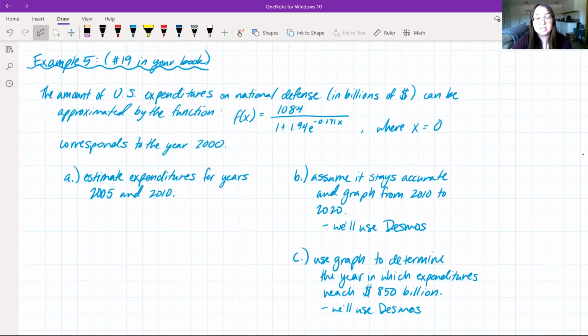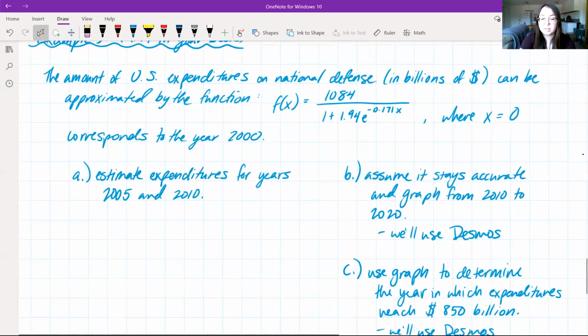So we have example 5. The amount of U.S. expenditures on national defense in billions of dollars can be approximated by the function f of x is equal to 1,084 divided by 1 plus 1.94 e to the negative 0.171x, where x equals 0 corresponds to the year 2000. So we want to estimate expenditures for the years 2005 and 2010.